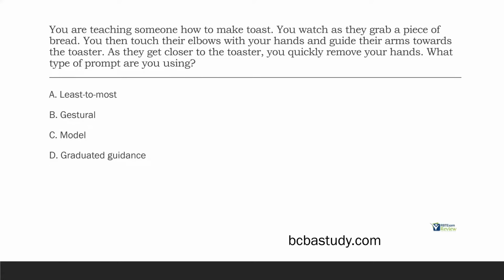But the key here is what? As you're physically guiding them, and they get closer, you're quickly fading the prompt. You're removing the prompt as quick as possible. And when you physically prompt, but remove as quick as possible, what are you using? You're using graduated guidance. Graduated guidance is a type of physical prompting strategy where we're using just as much physical prompting as necessary and then immediately fading out again. If you know that, fairly easy question, because we know it's a physical prompt. We know we're fading fast, so we know we have to be using graduated guidance. Not gestures, not models, and it's not least to most.